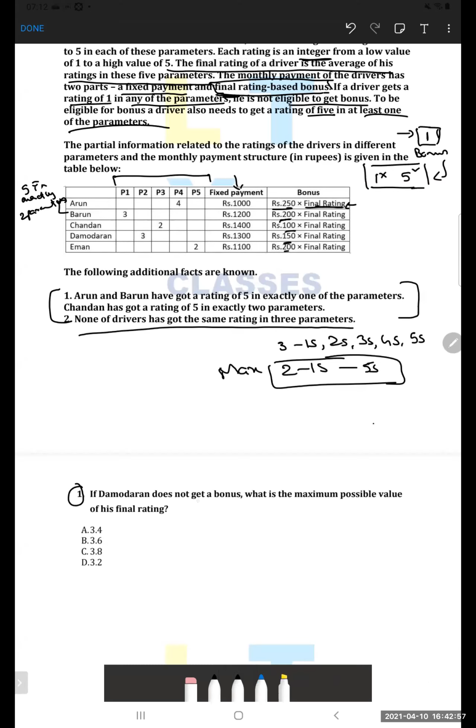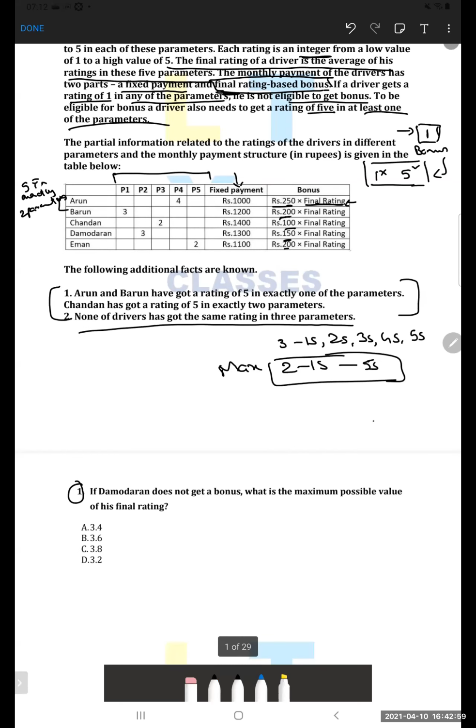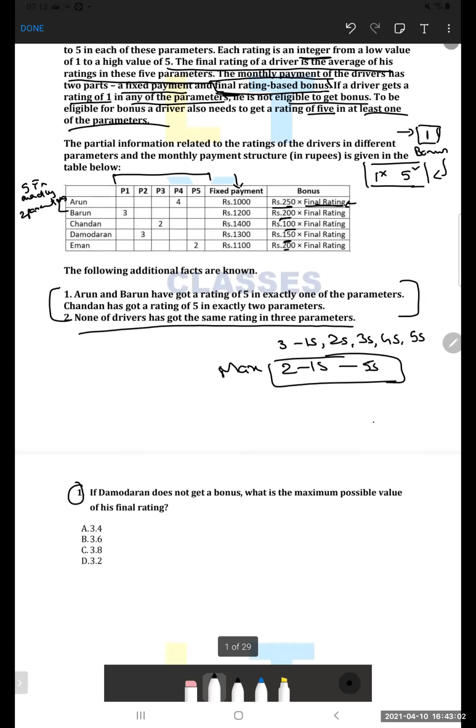If Damodaran does not get a bonus, what is the maximum possible value of his final rating? So he's saying that Damodaran did not get a bonus. So what are the reasons for not getting a bonus? Either he got a 1 or he did not get a 5. Correct? Either he must have got a 1, or he must not have got a 5.